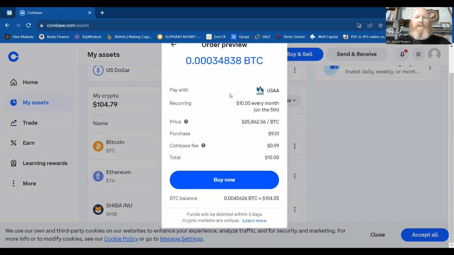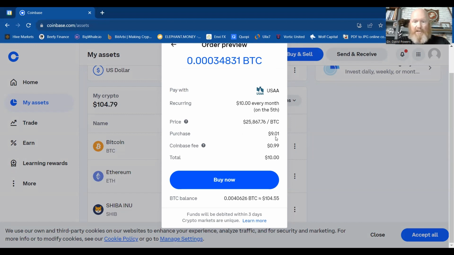Interesting thing about Bitcoin, you can watch. You see at the top there, the number is actually changing while we're talking because Bitcoin is fluctuating up and down constantly. All right, so we're going to pay with my bank, recurring $10 every month. I'm doing it on the 5th, so that's why it says on the 5th. That's the total price of Bitcoin right now on the market.